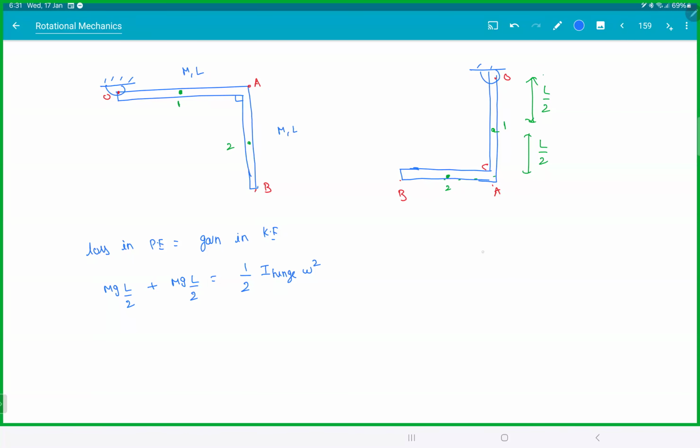Now how do we find I about the hinge? So this is one rod plus this is the second rod. You want moment of inertia about this axis. So this guy would be ml square by 3. And remember, we have to use parallel axis theorem. So this is L, this is L by 2, so this is root 5L by 2. So this will be ml square by 12 plus md square.